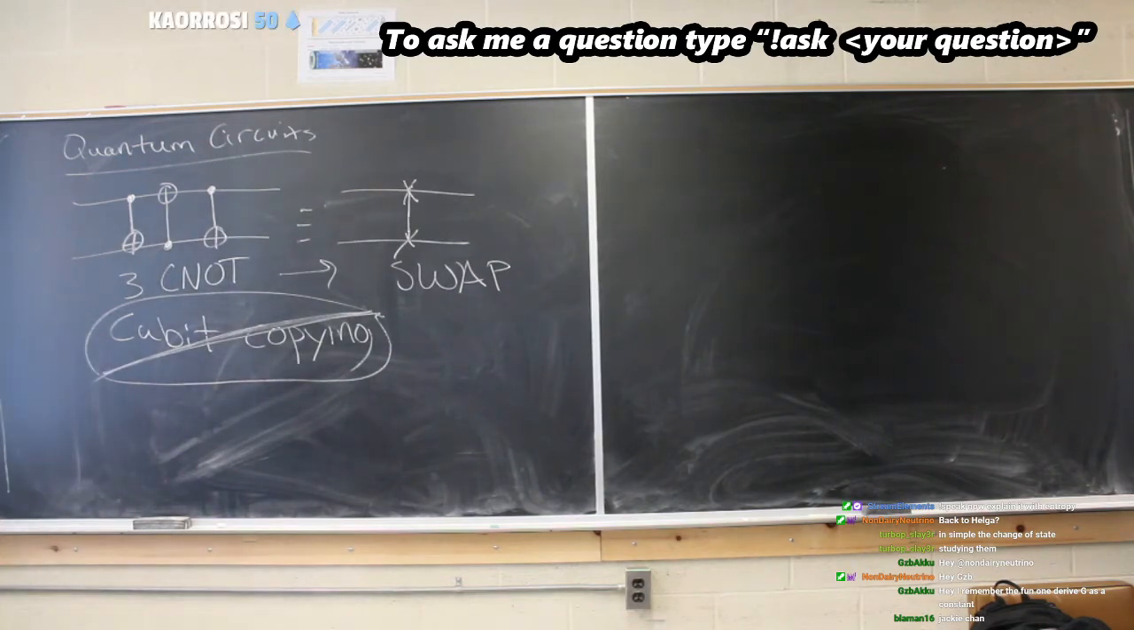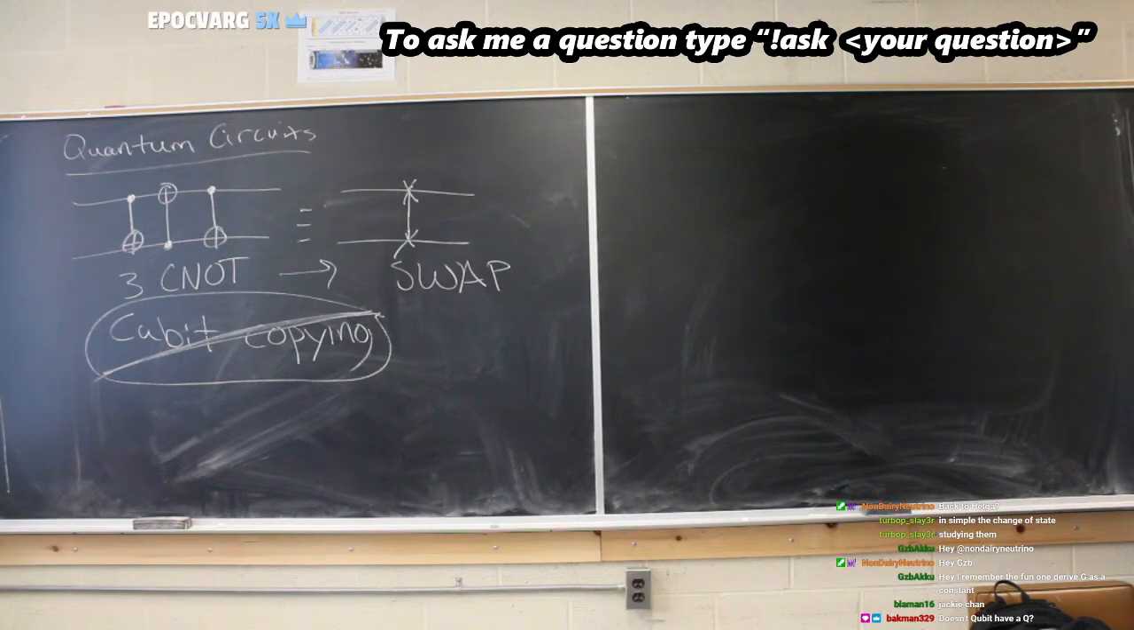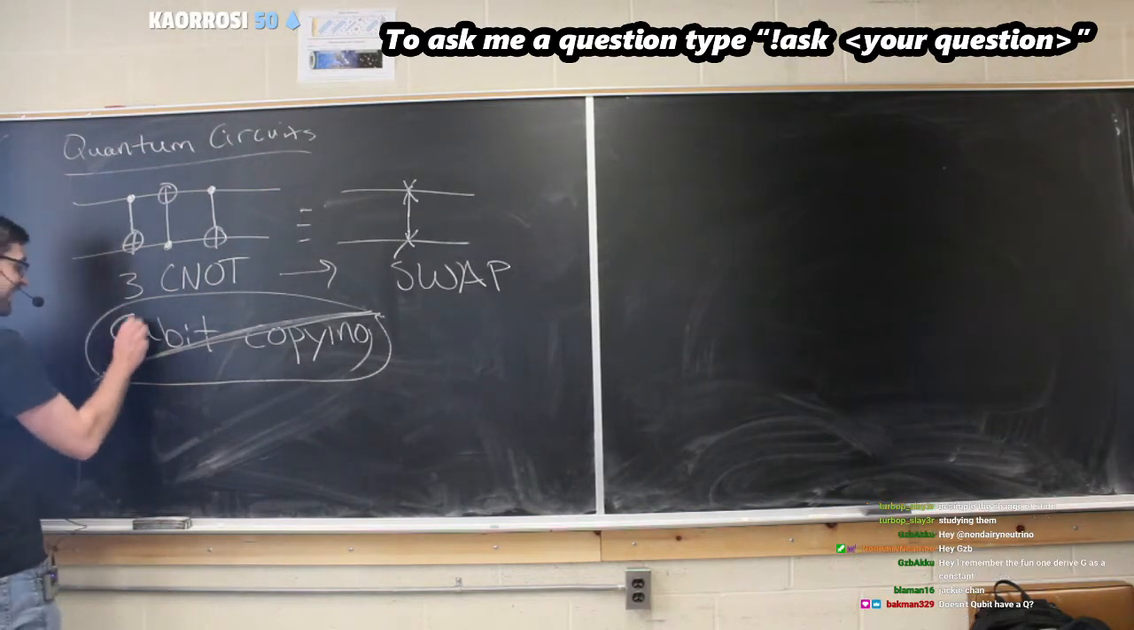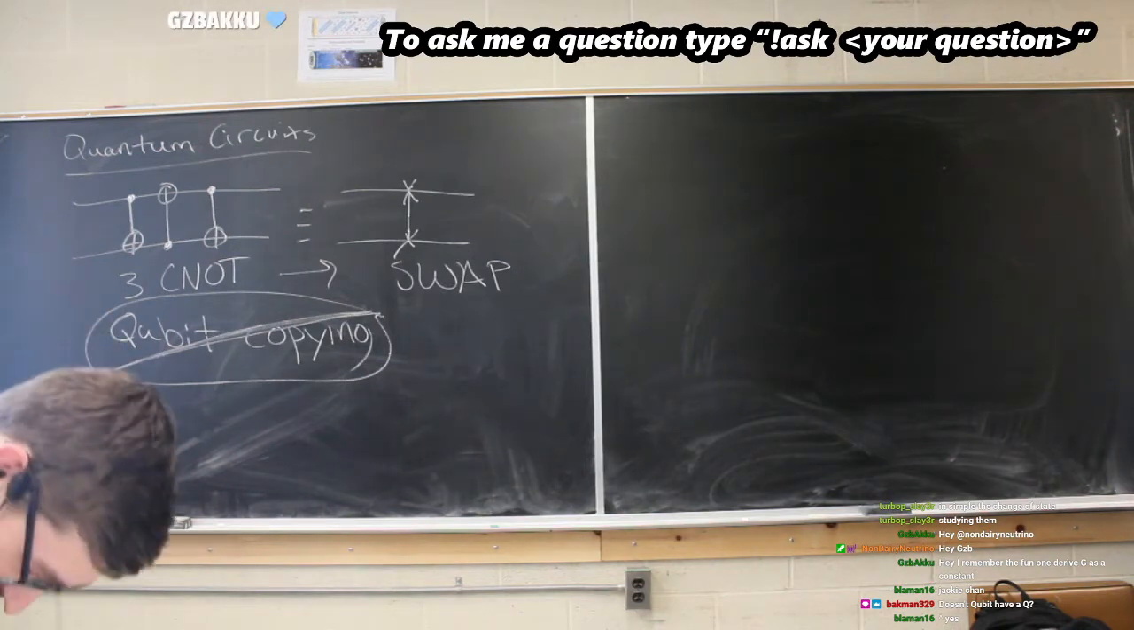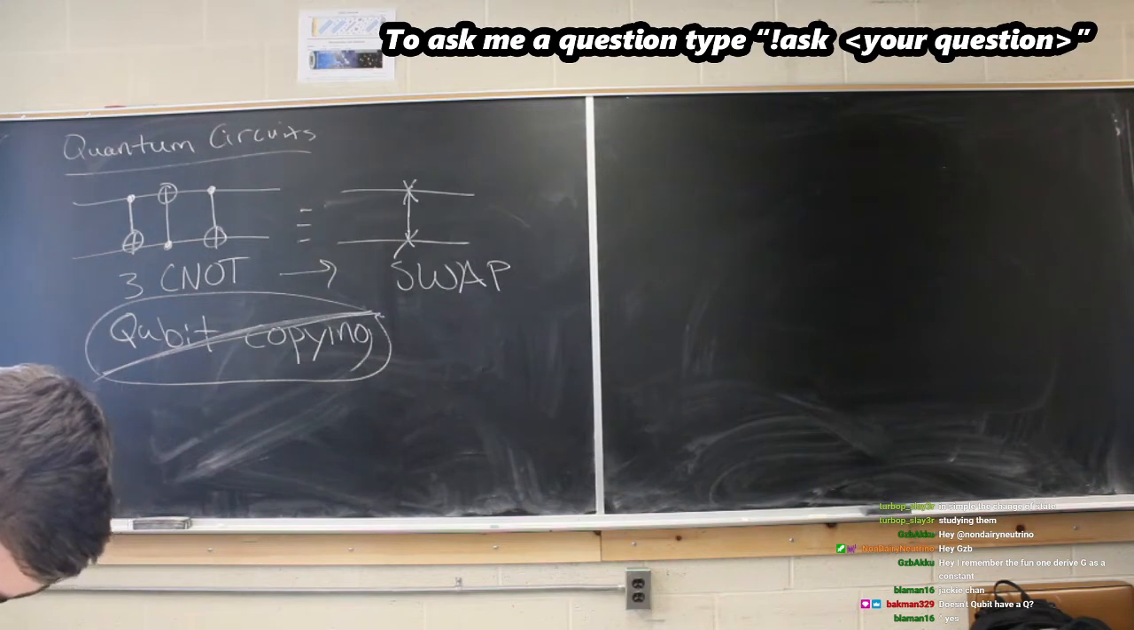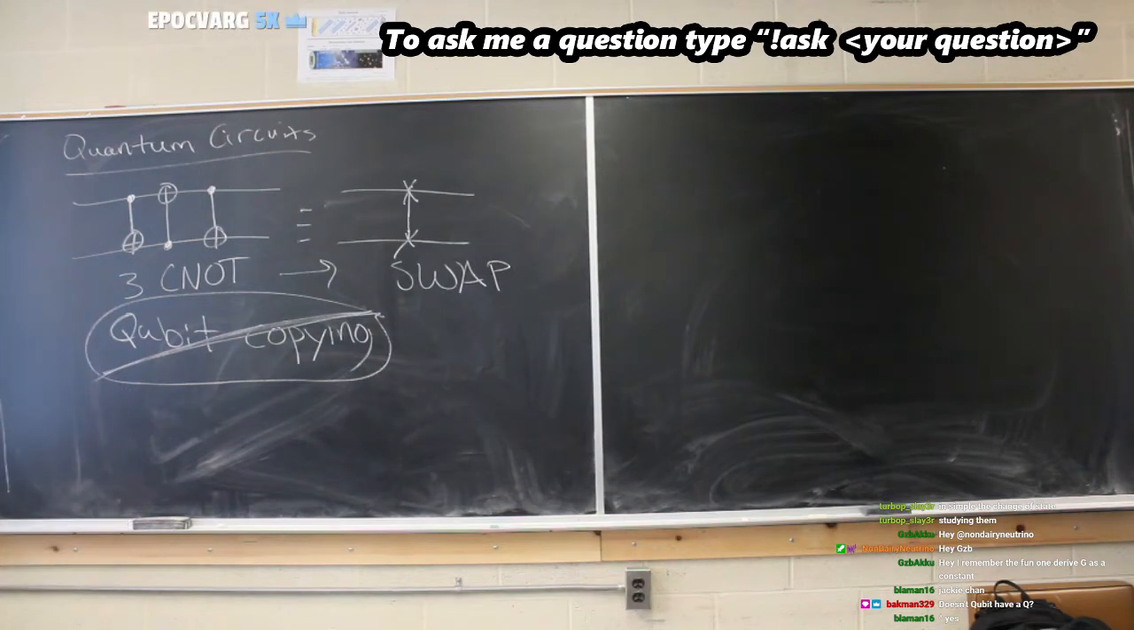I remember the fun one, drive G is a constant. I might have, I don't know, maybe I've even seen that one. But I certainly couldn't do it off the top of my head. Does qubit have a Q? Yes. Oh no. I wrote it that way in my notes too. Oh man. Good catch. Good catch. That's funny.